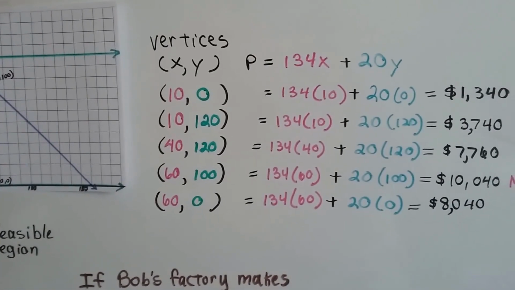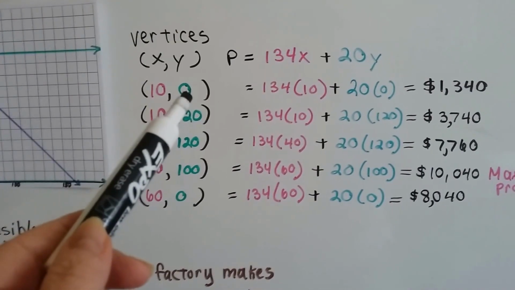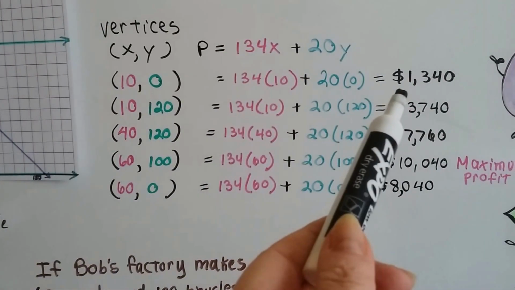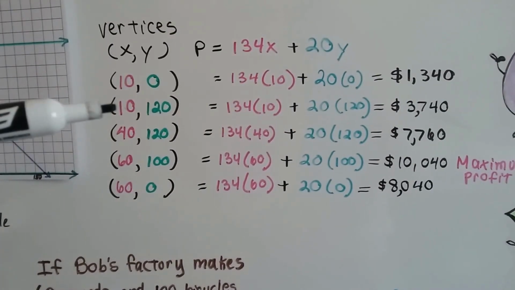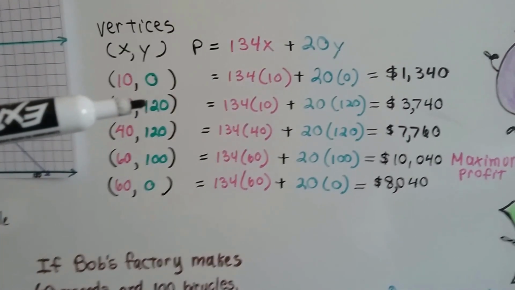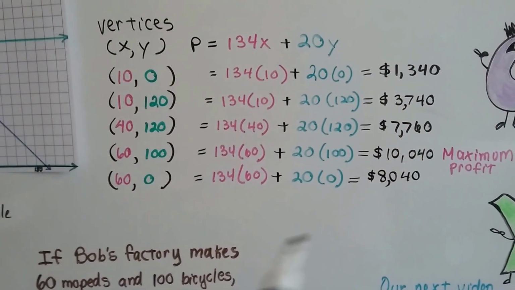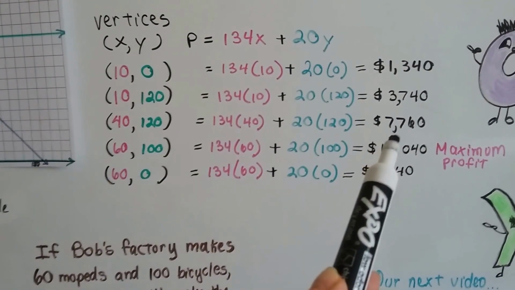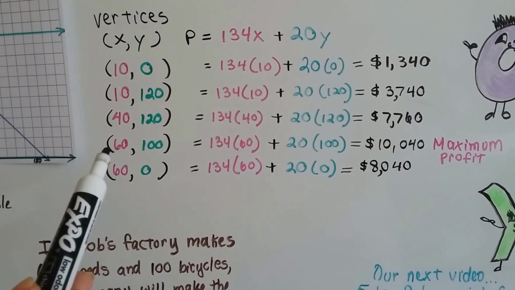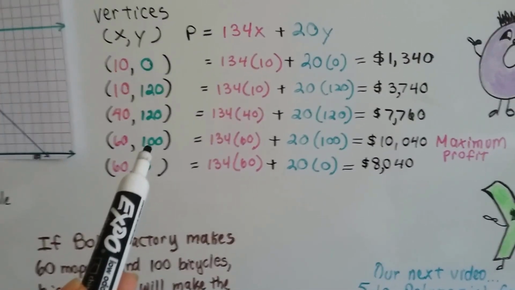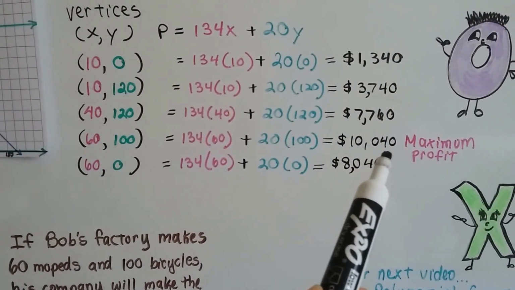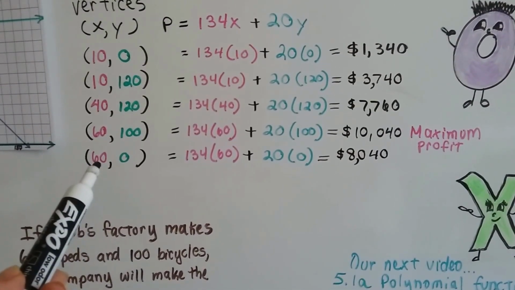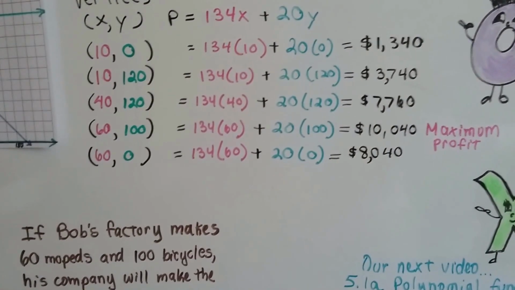our profit equation. So this is the x, this is the y, 134 times 10 plus 20 times 0 would be $1,340. 134 times 10 plus 20 times 120 would be 3,740. 134 times 40 plus 20 times 120 is 7,760. 134 times 60 plus 20 times 100 is $10,040. Well, that's our maximum profit right there. That's the largest amount. And then we have 134 times 60 and 20 times 0, which got us to 8,040.